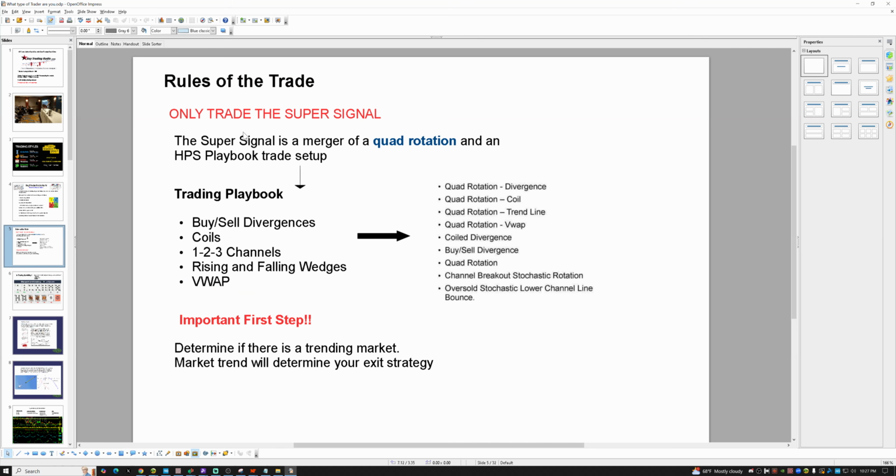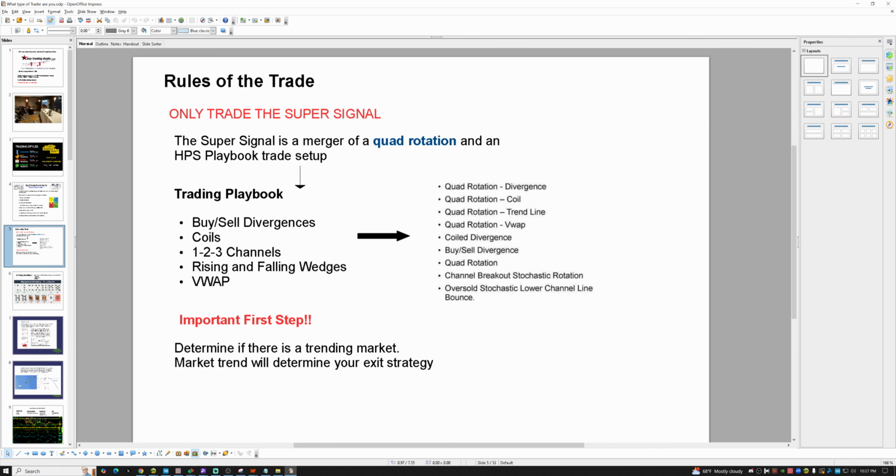So these are the only trades I usually take. Rules of the trade. Only trade the super signals. A super signal is a merger of a quad rotation and an HPS playbook trade setup. And a quad rotation is something I invented and came up with over years of trading the stochastics. And I measured them out so they would work together on different time frames. And each stochastic look back period, when you have a percentage K and percentage D line, each one of those means something. And doing the calculation, you could mirror some of the previous or bigger time frames on your 1 minute time frame using certain stochastic levels.